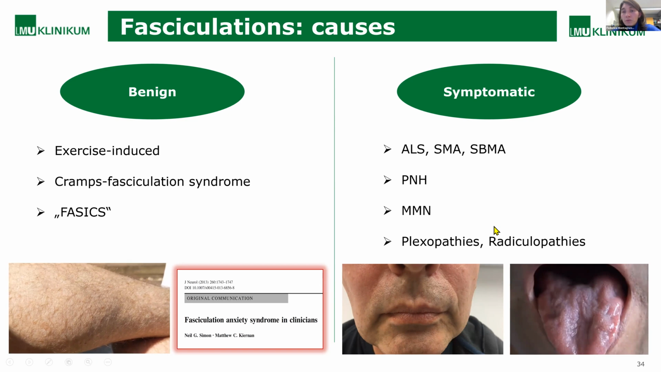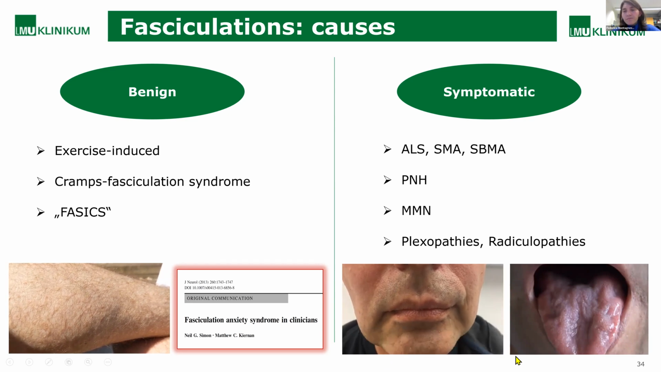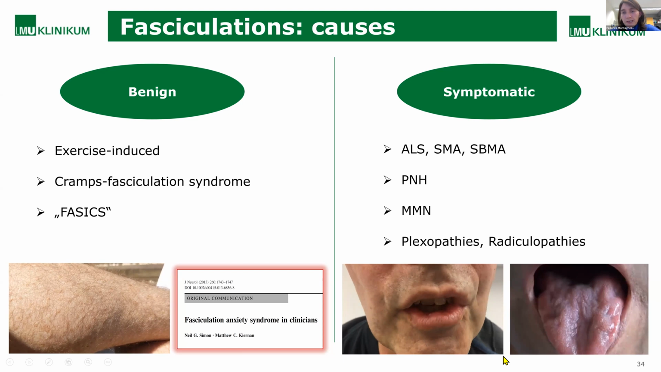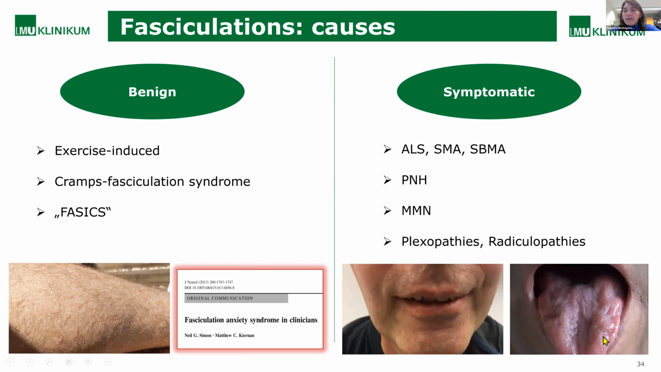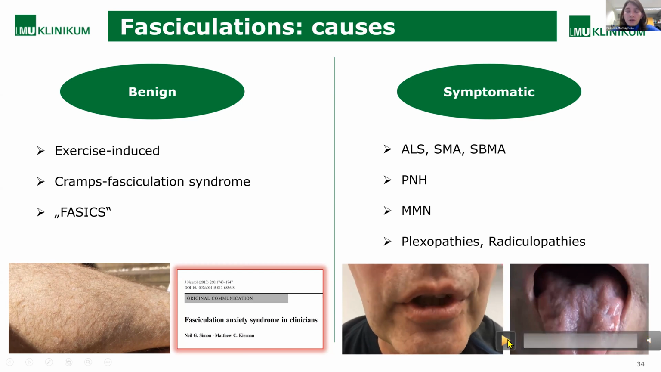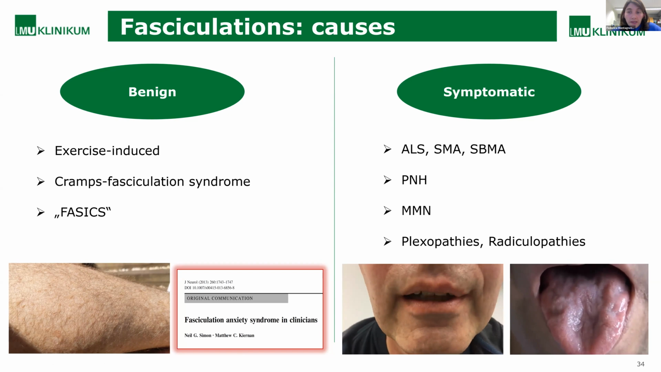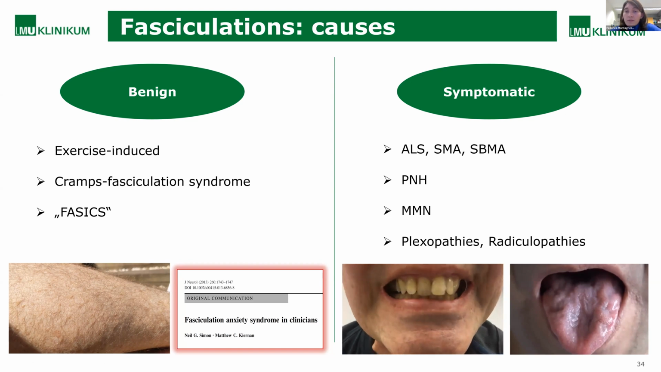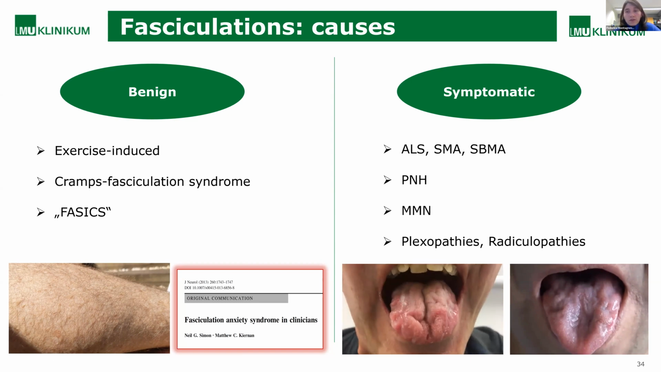They can be observed in motor neuron diseases. This is a patient with Kennedy disease with typical perioral fasciculation, especially observed when he starts to speak. And then here on the right side, we see a patient with tongue fasciculations typically observed in ALS, but we can also have fasciculation in other peripheral nerve hyperexcitability syndromes, in multifocal motor neuropathy, plexopathy, radiculopathies.